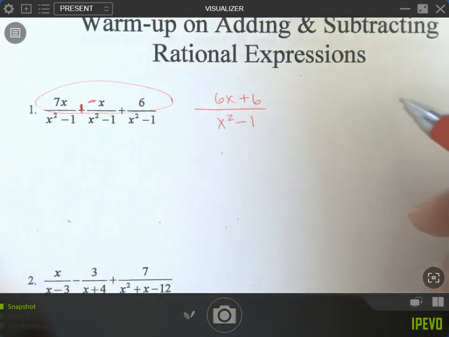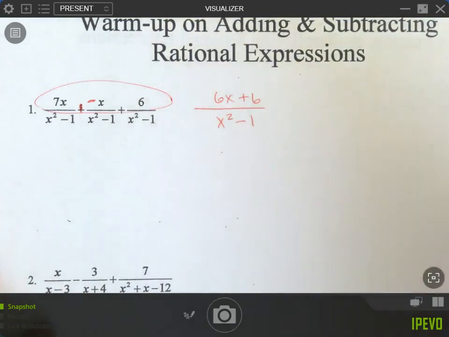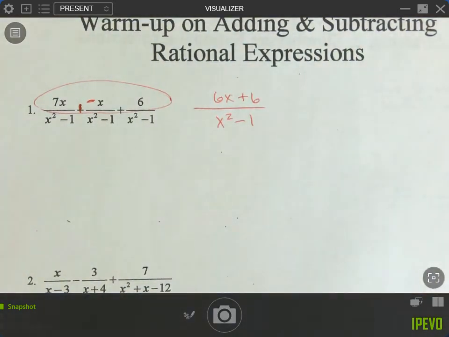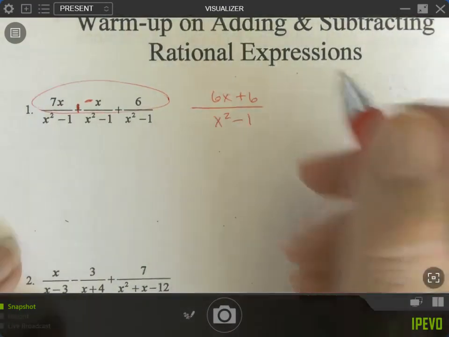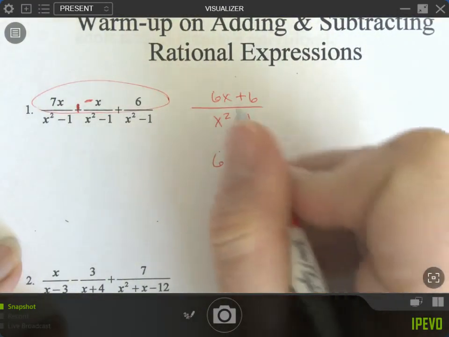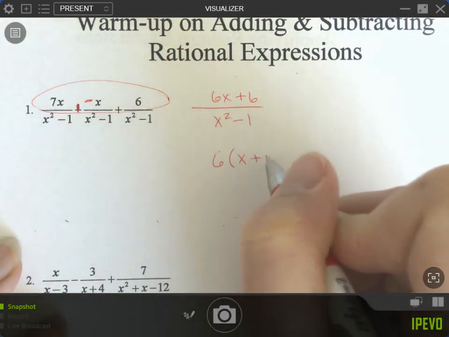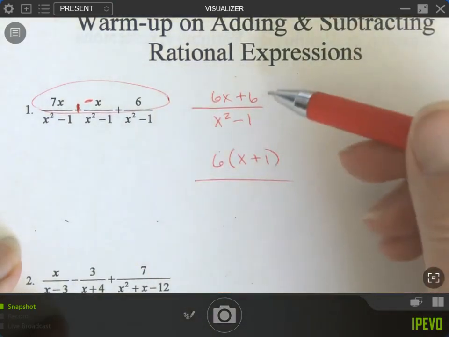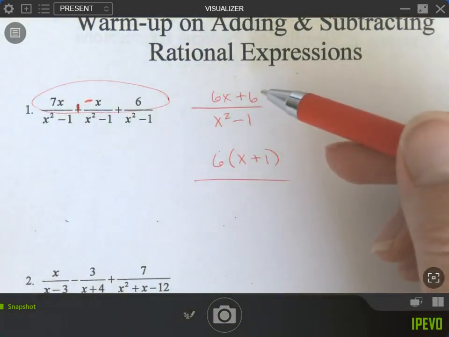Now look at your paper. A lot of people left it right here. Once you add and get your common denominator and you put all the pieces together, you're supposed to factor. So 6 comes out of the top and I'm left with x plus 1. And I do feel that we're forgetting our most basic GCFs. Like we just ignore that.